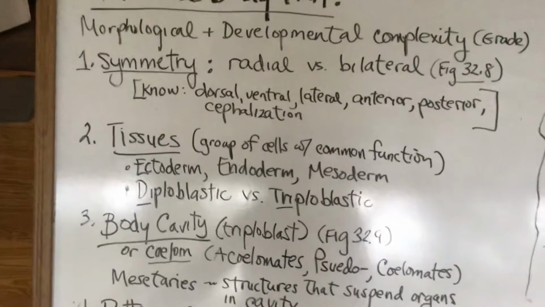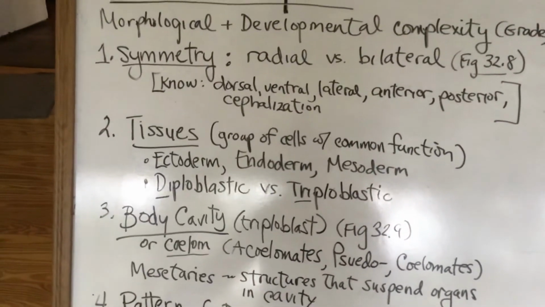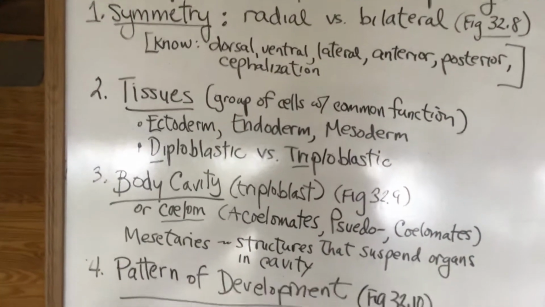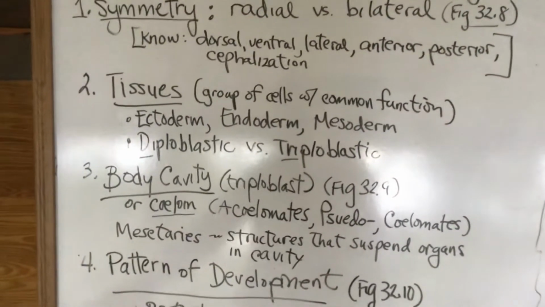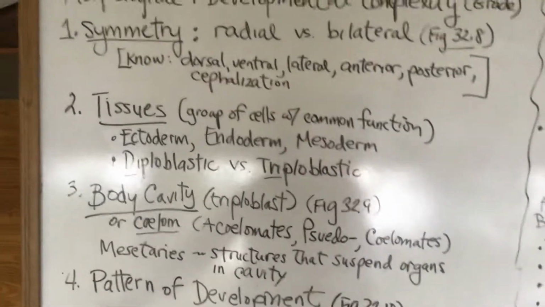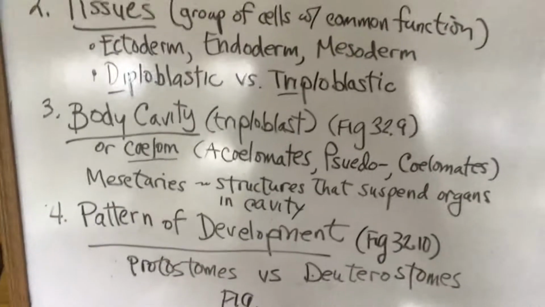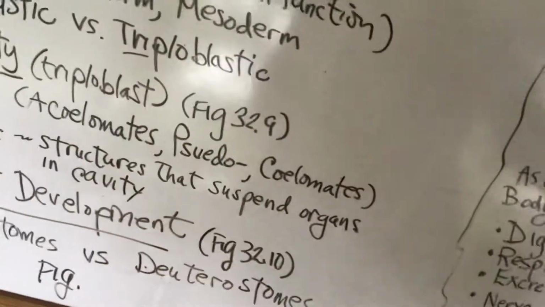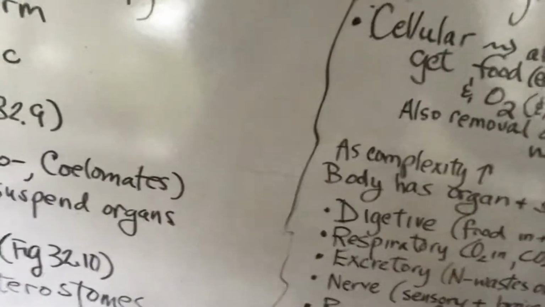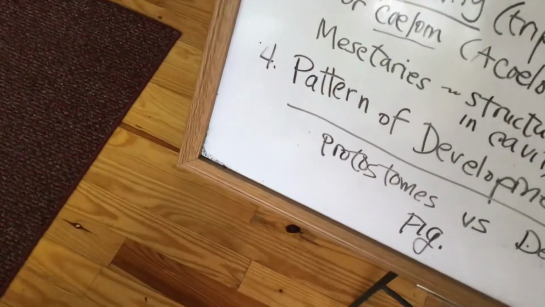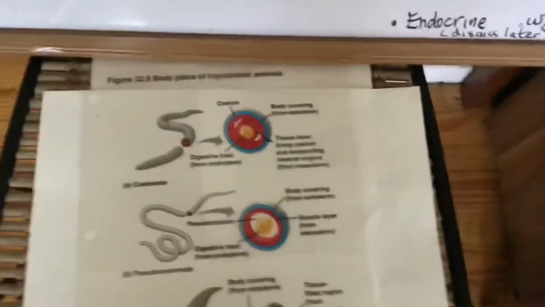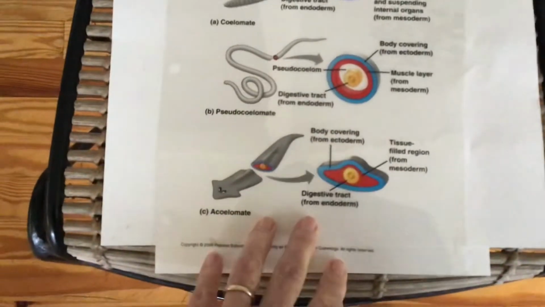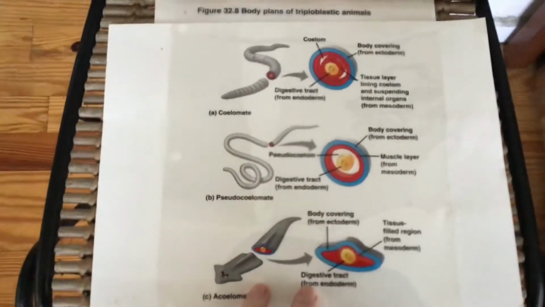All right. So if you have 3 cell layers, there is something called a body cavity. And it doesn't exist in all organisms. The body cavity is called a coelom. There's 3 basic types of organisms in terms of their body cavity. And that is something that we call an acoelomate, a pseudocoelomate, or a coelomate. All right. So what this means is, and of course this is an order of complexity.